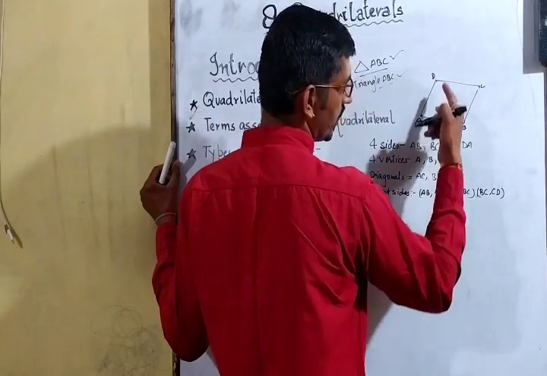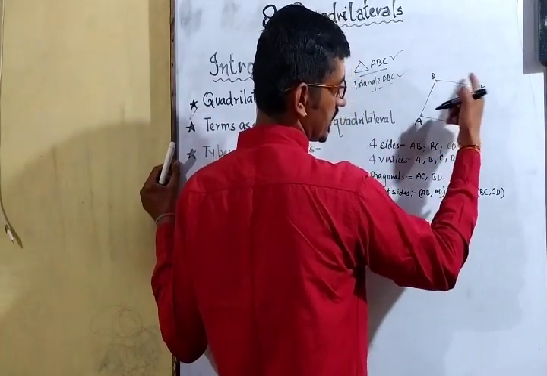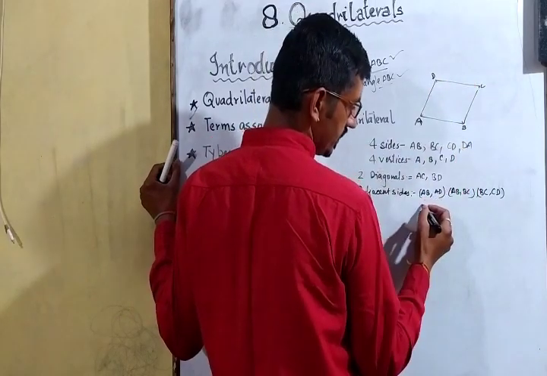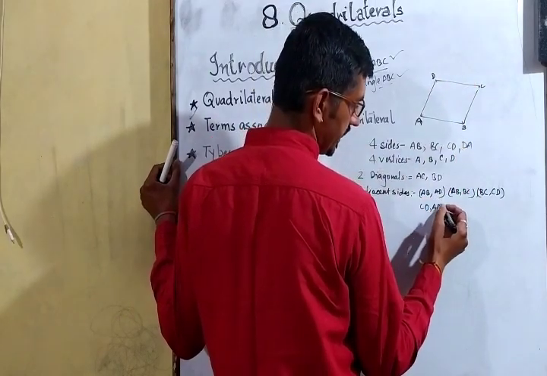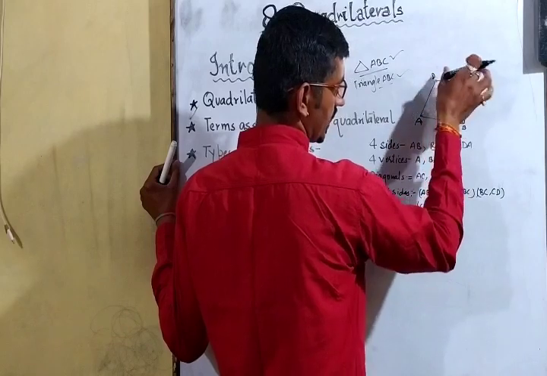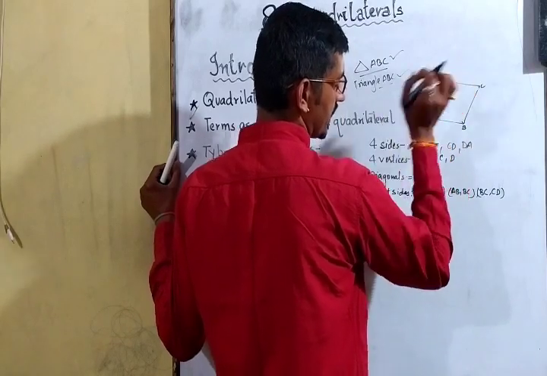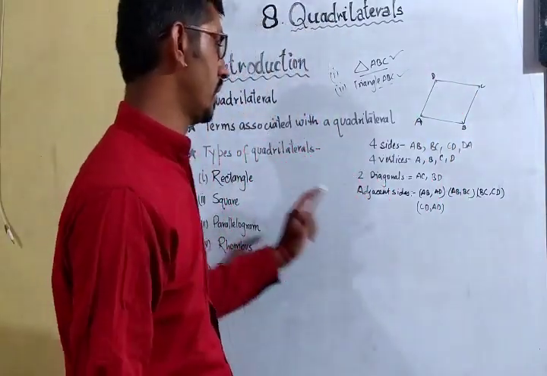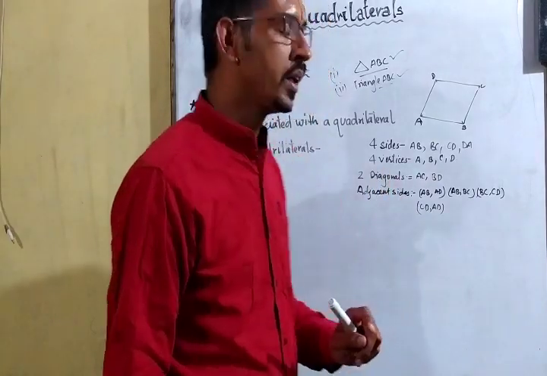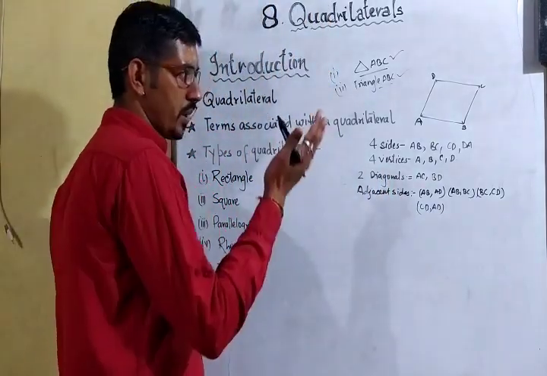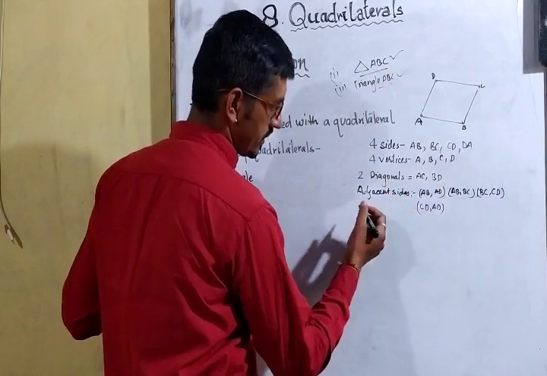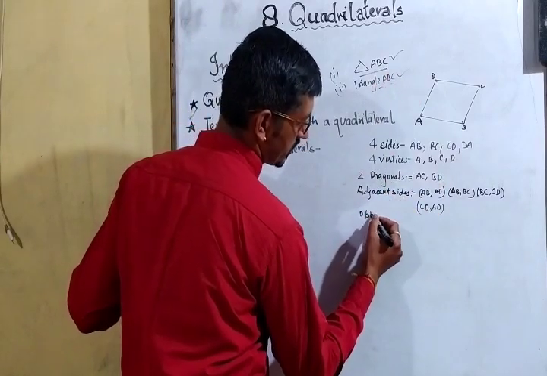Okay. Now one more CD and AD. CD and AD. Technically two line segments having common vertex D. So this is about adjacent sides. Now और कौन कौन सी प्रॉपर्टी हो सकती है इसमें? अपोजिट साइड्स. अपोजिट साइड्स कौन कौन सी होंगी?